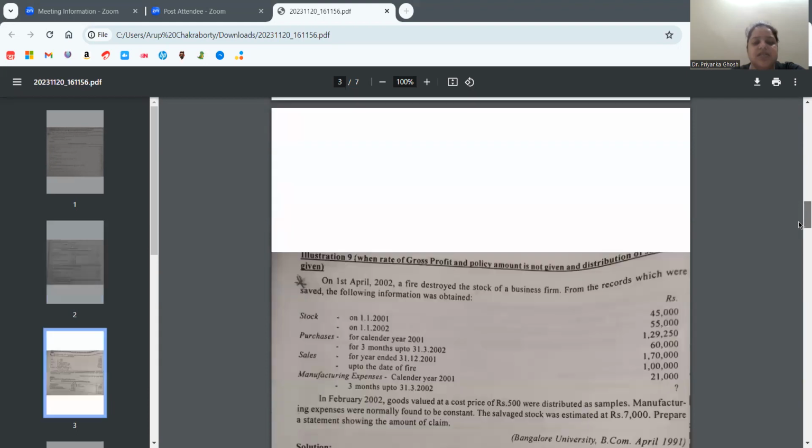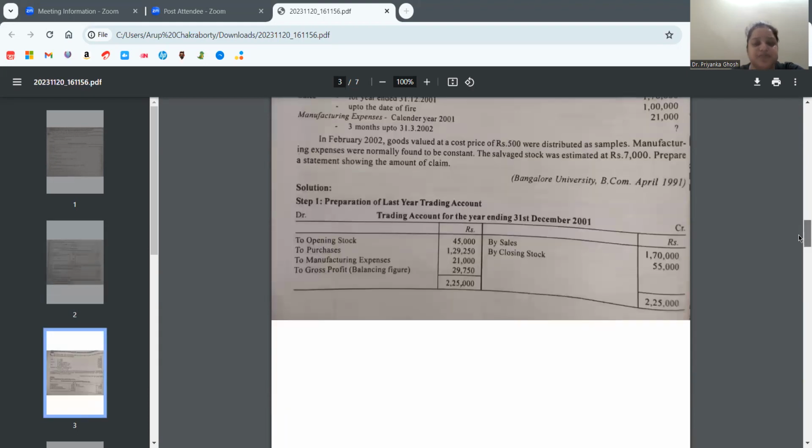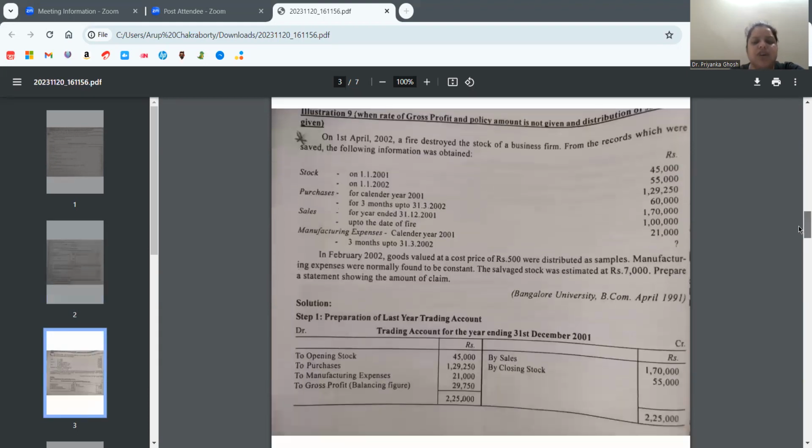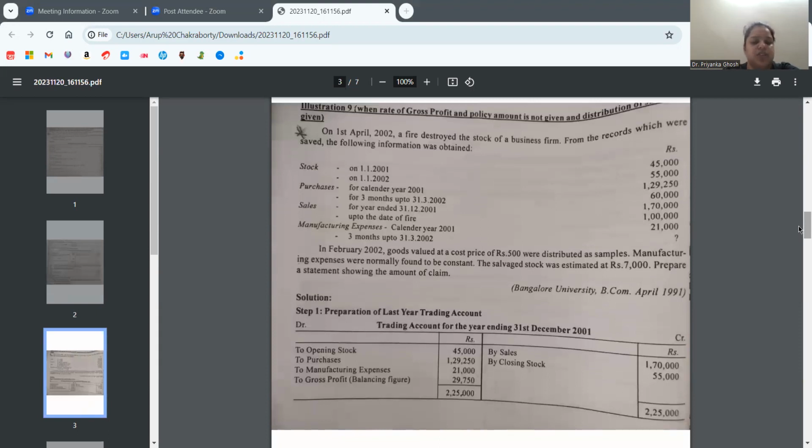Now we will discuss this problem. One thing to remember: if the question has given you the gross profit percentage, then there is no need to go for step 1 and step 2. Directly we can go for step 3. But if they have not given the gross profit percentage, then we should prepare step 1 and step 2, and then go for step 3.